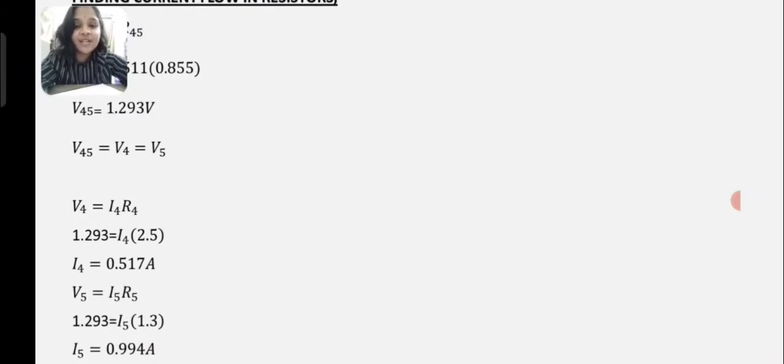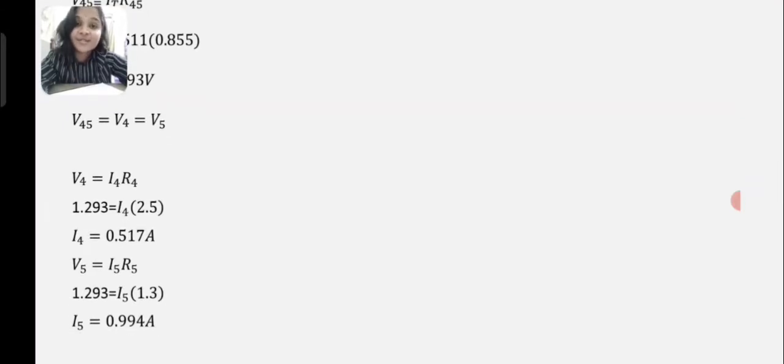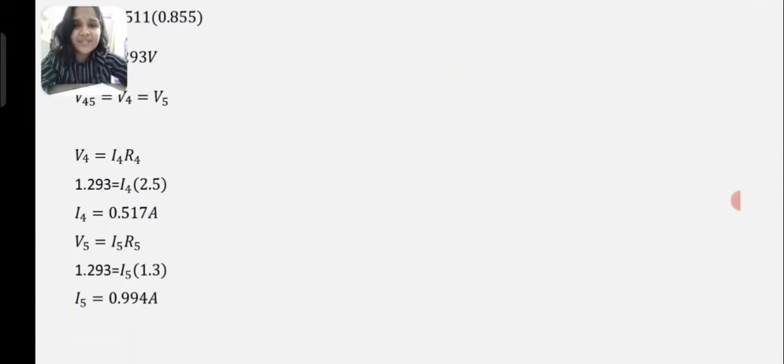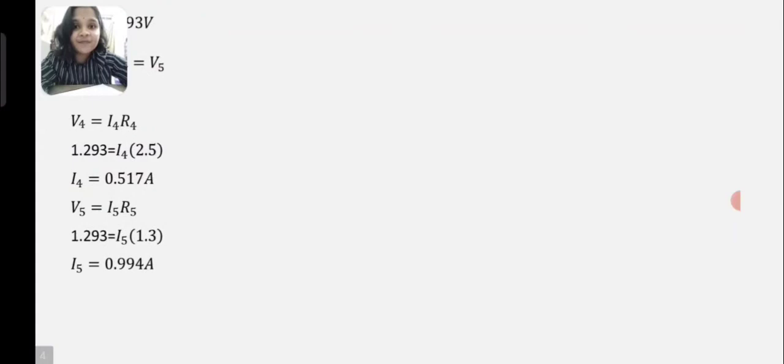With this value, we can find the current flow at resistor 4 by using the same formula V equals IR by Ohm's law. So your I4 will be equal to 0.517 ampere. We use the same method to find V5, which is in parallel with V4. We get I5 as 0.994 ampere.